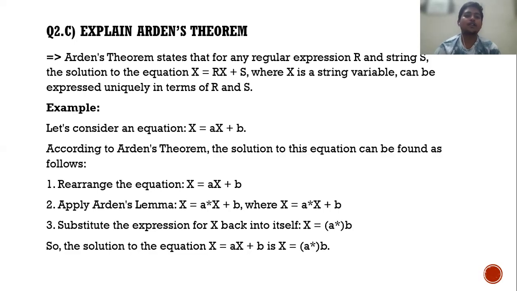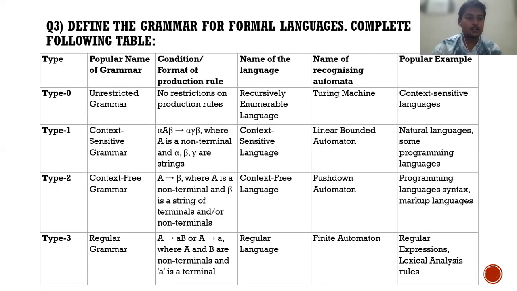Here we have to explain Arden's theorem. Arden's theorem states that for any regular expressions R and S, the solution to the equation X = RX + S, where X is a variable, can be expressed uniquely in terms of R and S. Here are our examples. You can pause the video and read them thoroughly. Next part of the question is the third question.